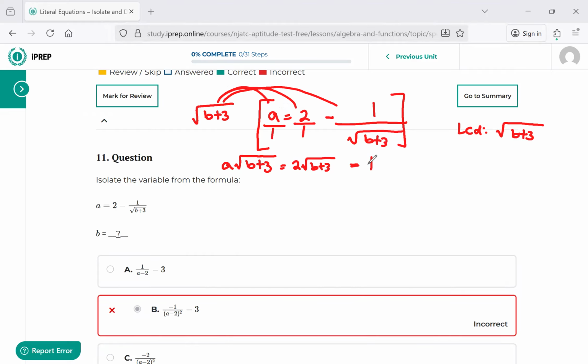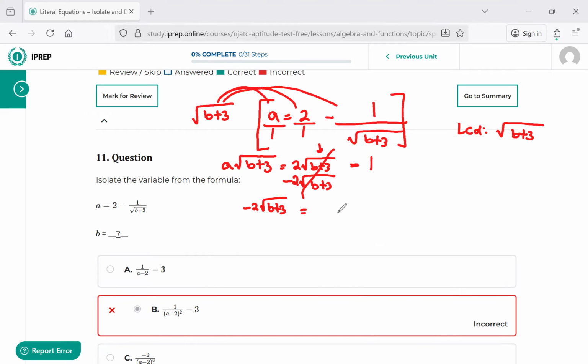I don't know if that helps, but now our goal is to solve for b. You see how we have both a square root of b plus 3 here and a square root of b plus 3 over there? That's good. What you want to do is get all the square root of b plus 3 on one side so you can factor that out. So let's move this 2 square root of b plus 3 on the right to the left by subtracting 2 square root of b plus 3 to the left as well.